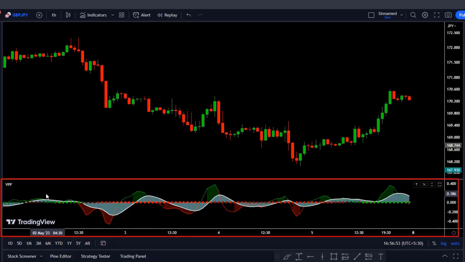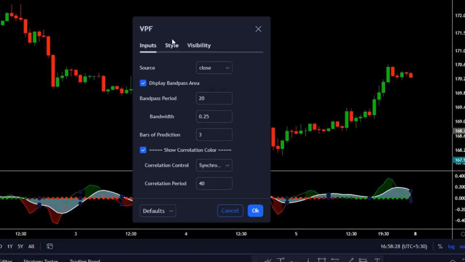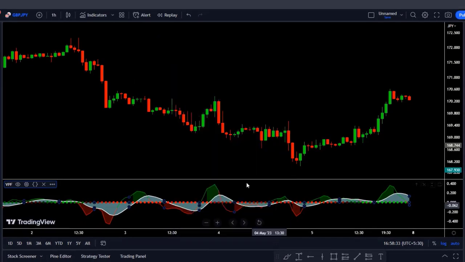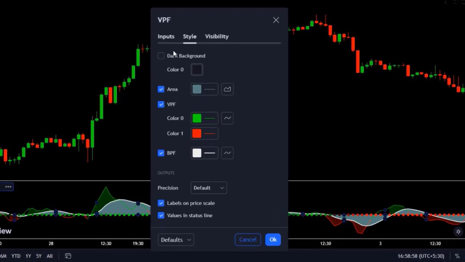Alright, the background of this indicator is black by default, which is a good choice for white charts. And if you find it distracting on your black chart, you can remove it here in the settings, in the Style tab, by unchecking dark background. Alright, let's see what we have here. This line that changes color between green and red is VOS Predictive Filter, and the white line is Band Pass Filter. And the area between the white line and the center line is colored like this, which in case you find it distracting, you can remove it here in the settings, in the Input tab.